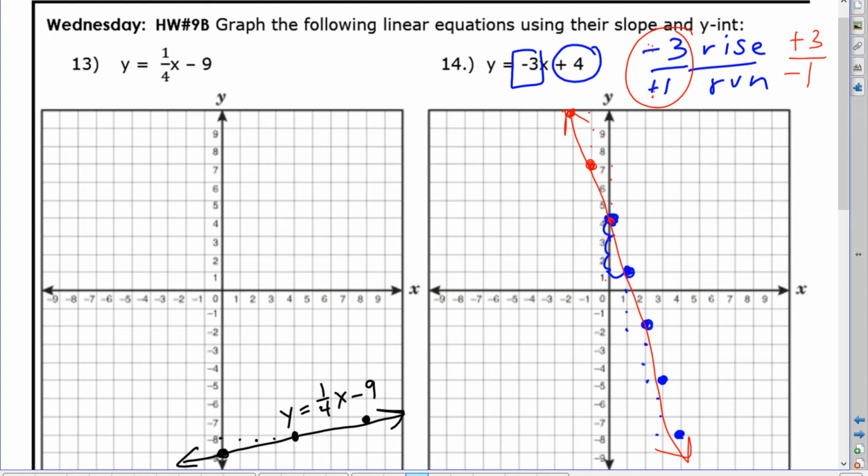Well, that was a little crooked, but make your line a little better than I did. And then we're going to label our line, y equals negative 3x plus 4. And then we're done.